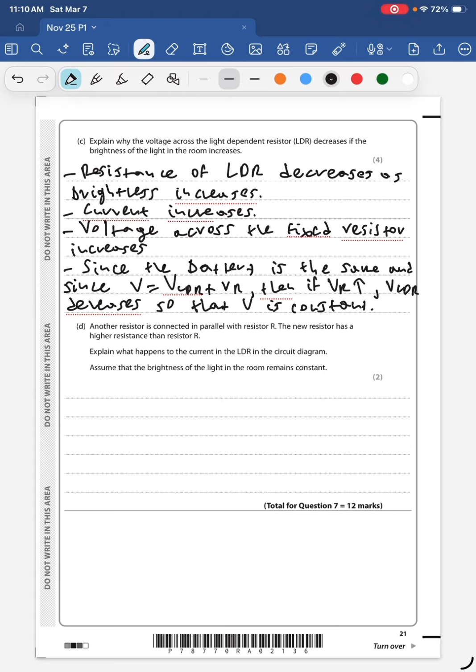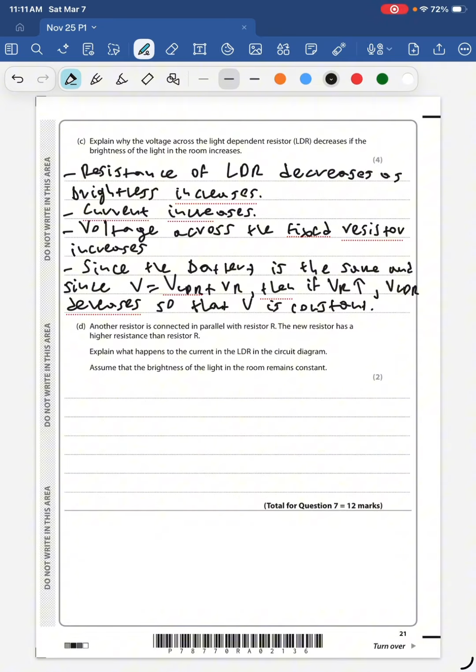Question D. Another resistor is connected in parallel with resistor R. The new resistor has a higher resistance than resistor R. Explain what happens to the current in the LDR. In the circuit diagram, assume that the brightness of the light in the room remains constant.